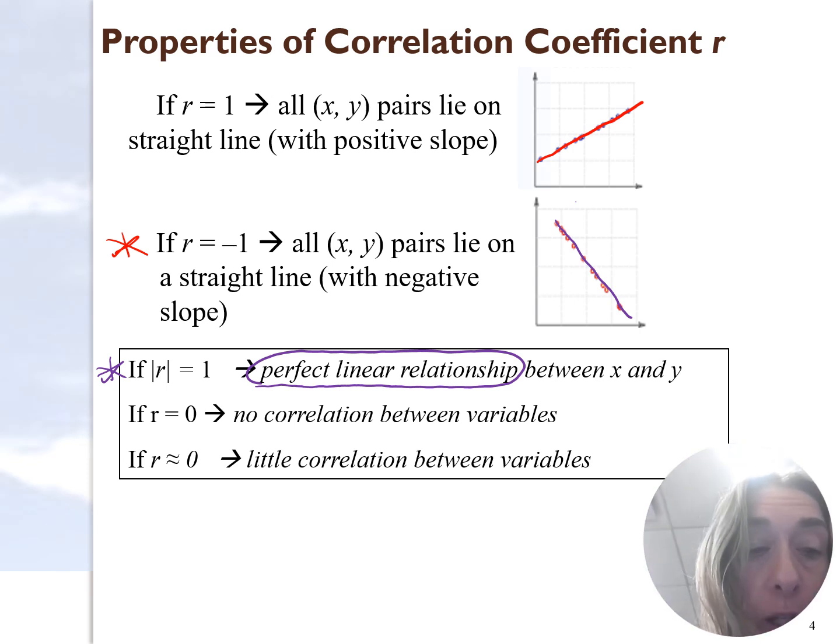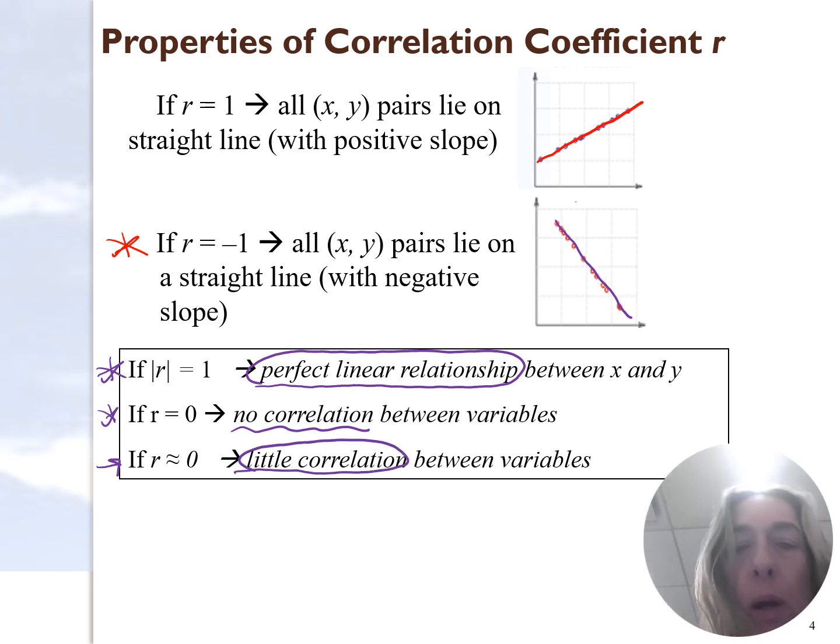Now if your correlation coefficient is exactly 0, that means there is no correlation between x and y, your two variables. And if r is approximately 0 or around 0, that likewise means there's little correlation between your variables.